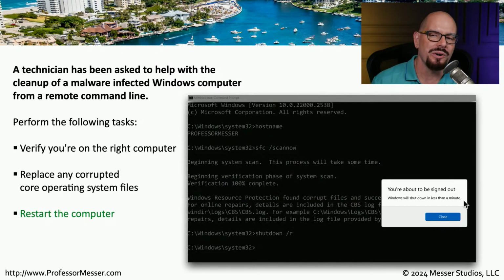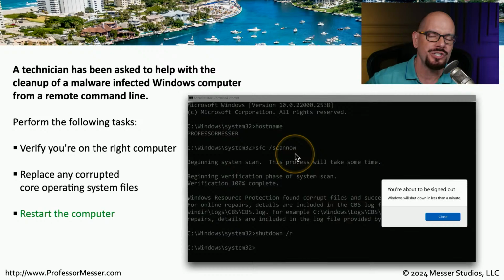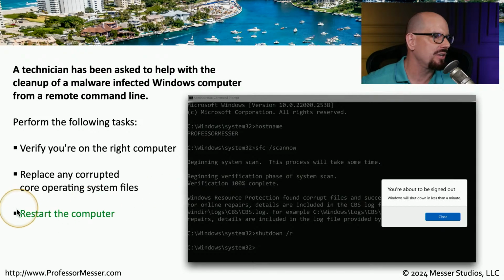So those were the 3 tasks that we asked you to perform at your virtual command line. Verifying we're on the right computer would be the hostname command. Replacing any corrupted core operating system files would require us not just to run the sfc command, but to run it with /scannow. That's what adds that additional piece to scan it and fix the problems that it finds. And then lastly, restart the computer.